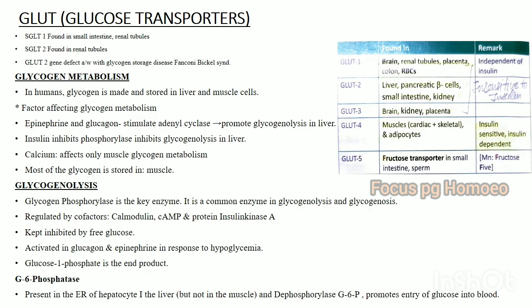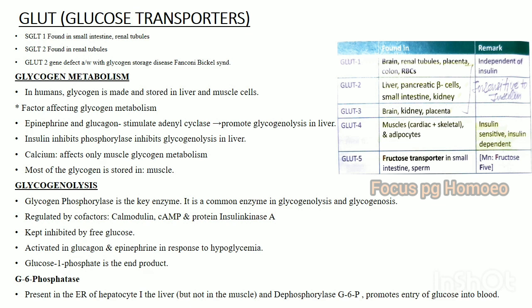Okay, coming to GLUT or glucose transporters. GLUTs are of different types. GLUT1 is found in the brain, renal tubules, placenta, colon, and RBCs, and it is independent of insulin. GLUT2 is found in the liver, pancreatic beta cells, small intestine, and kidneys, and is also independent of insulin. GLUT3 is found in the brain, kidney, and placenta, and is independent of insulin. GLUT4 is sensitive to insulin, is insulin dependent, and is found in cardiac and skeletal muscles and adipocytes. GLUT5 is a fructose transporter in the small intestine and sperm.